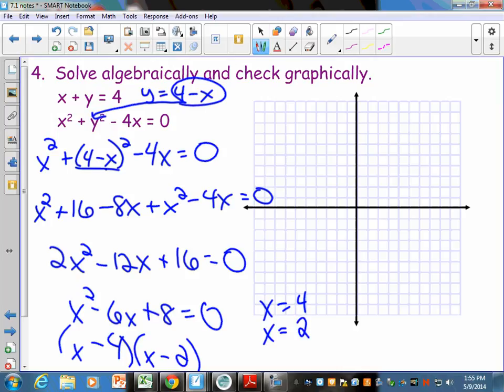And we said a circle and a line could intersect 2 times. So could we plug those back in somewhere to find the y's that go with those? Yeah, you can plug it back wherever, but I'm going to plug it back in right here. If x equals 4, then y equals 4 minus 4, so y equals 0. And if x equals 2, then y equals 4 minus 2, y equals 2.